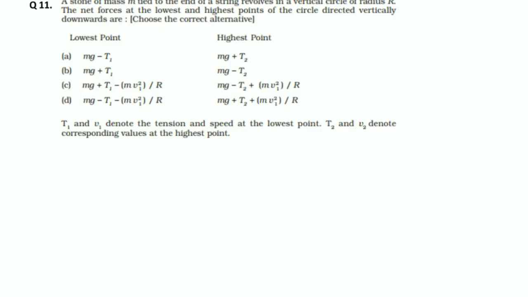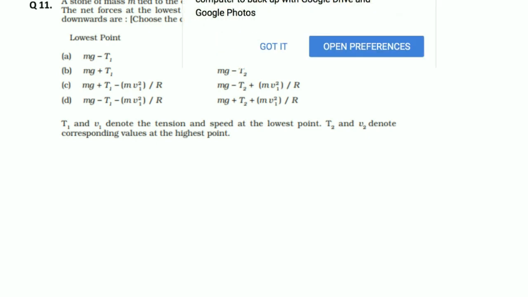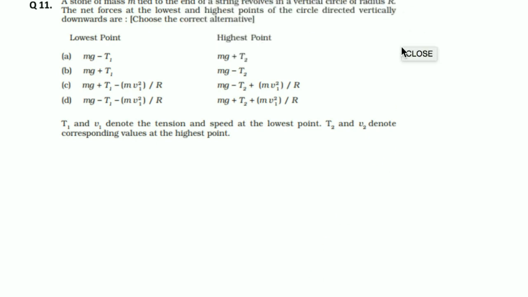Okay. Now the next question is NCERT 26. A stone of mass m tied to the end of a string revolves in a vertical circle of radius r. The net force at the lowest and highest point of the circle is directed vertically downward. Okay, so let's draw the diagram first.